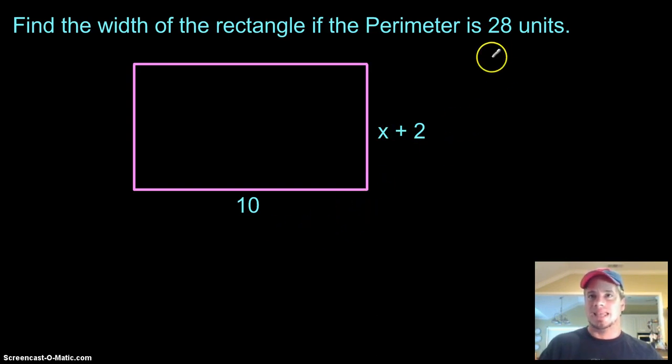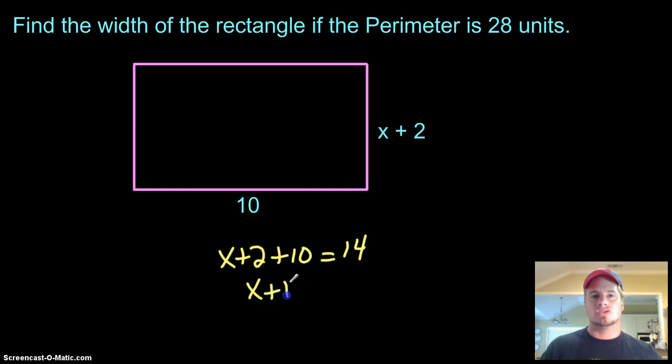Okay, so I'm just going to take half of this, since we only want to work with half of this. It makes it a little easier. So if I add x plus 2 plus 10, that should equal half of our perimeter, which is 14. Okay, so 2 and 10 are like terms. I can add those. I get x plus 12 equals 14. Okay, subtract 12 from both sides. I get x equals 2.